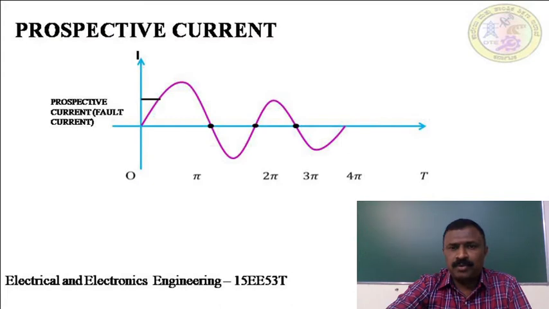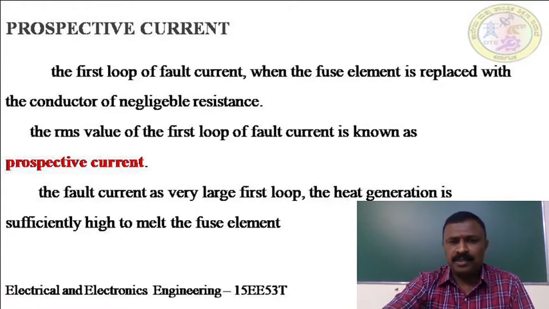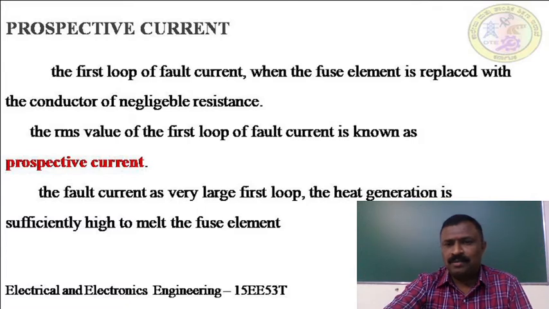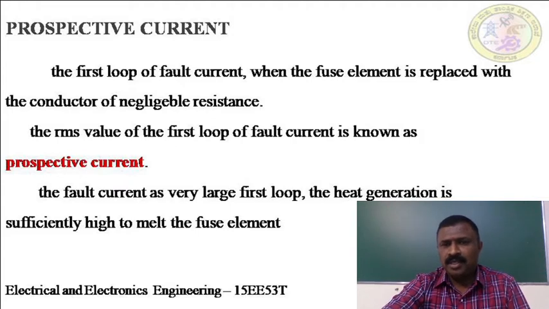Next we'll see what the prospective current is. This is the waveform pertaining to the prospective current. The prospective current is the first loop of fault current when the fuse element is replaced with a conductor of negligible resistance. The RMS value of the first loop of fault current we call the prospective current. So the prospective current is the first loop of fault current when the fuse element is replaced by a conductor of negligible resistance.